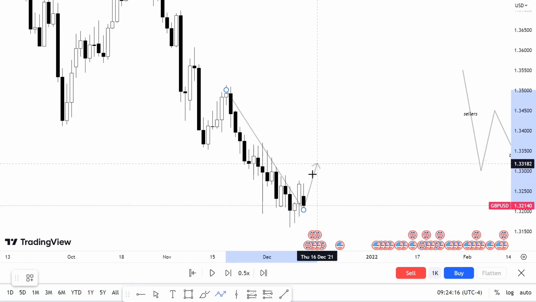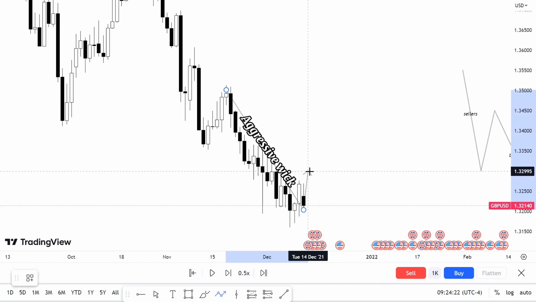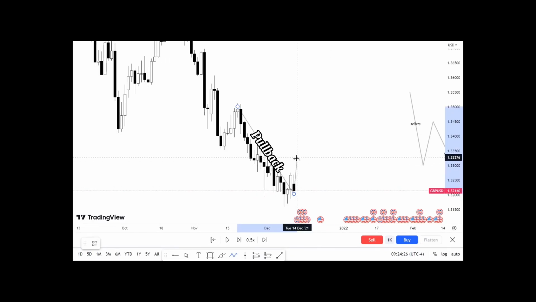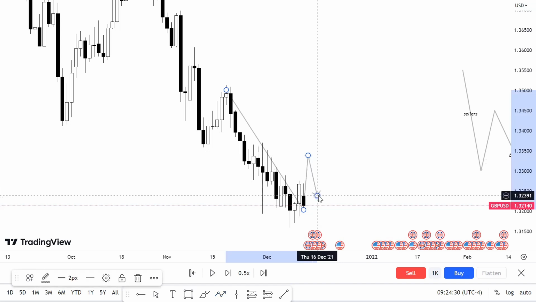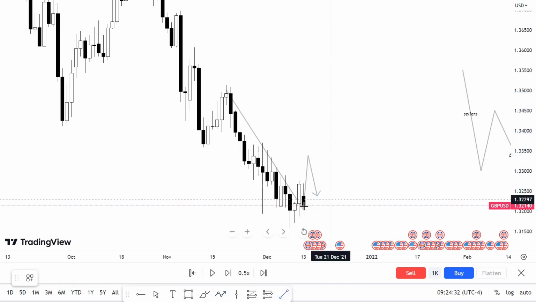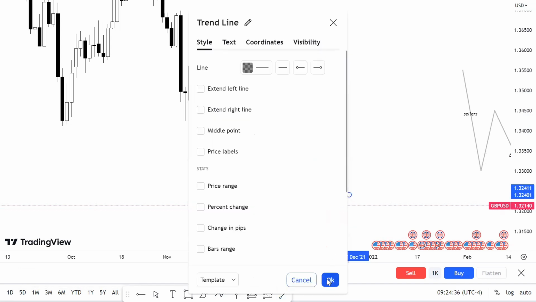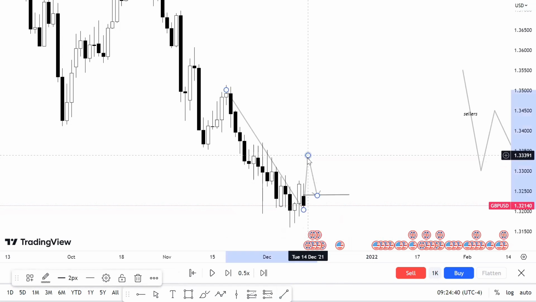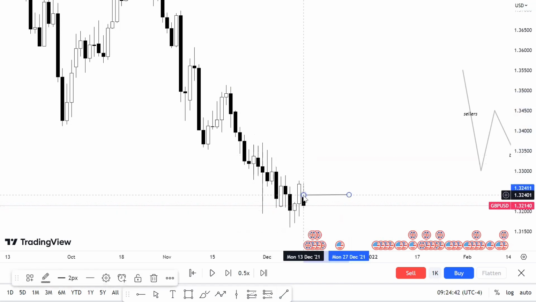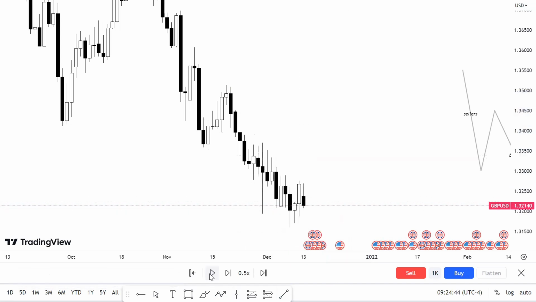fair value gap. It doesn't have to be a big move. It doesn't have to be an aggressive wick. We just need to see a pullback right there. So we want to see something like that. We want to see a pushback down. So where are we waiting? We're waiting over there for our buys, okay?